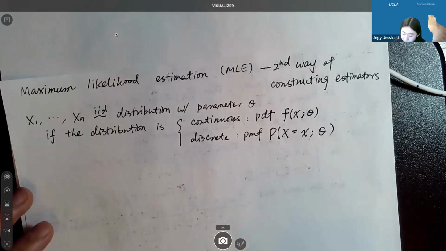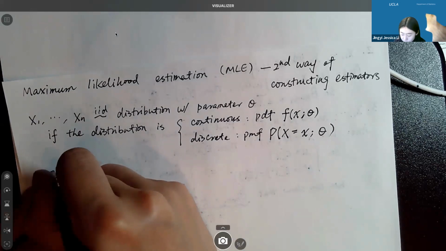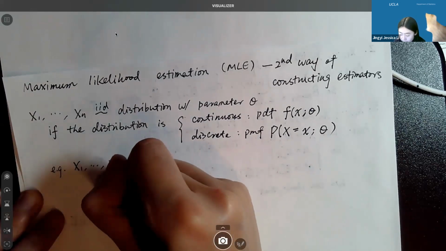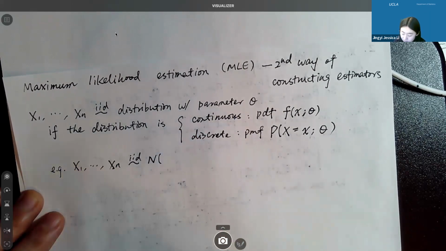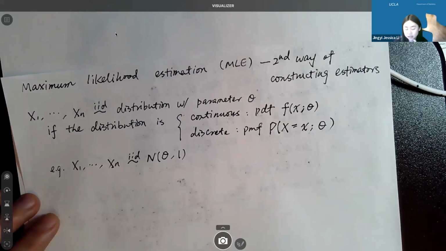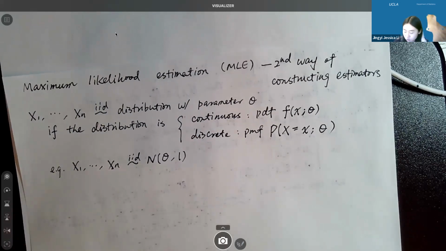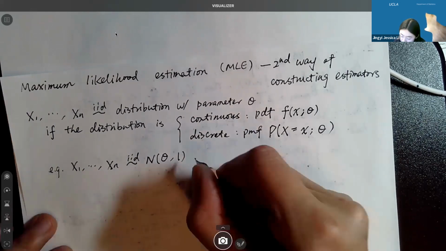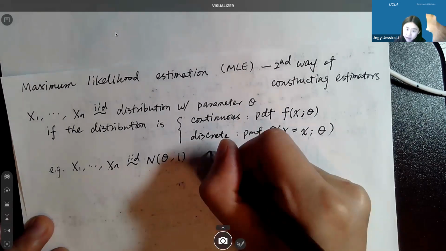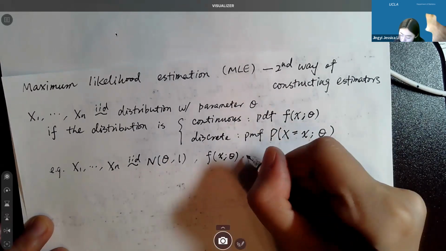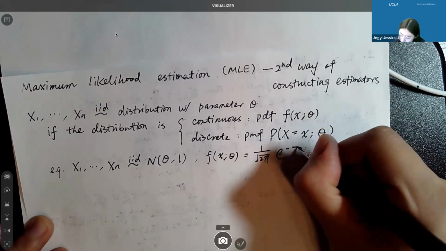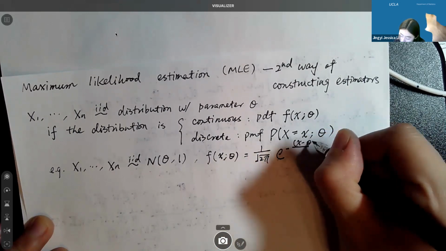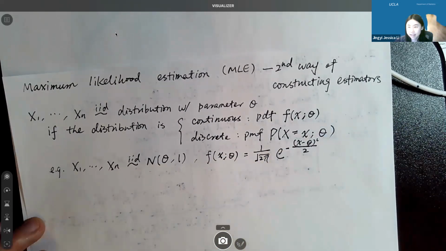So for example, if we have X1 to Xn IID from a normal distribution with mean theta and variance 1. Now theta is the normal mean, and the normal distribution is continuous. So in this case, f(x; theta) should take this form: 1 over root 2 pi times the exponential function of negative (x minus theta) squared over 2. This will be the density function.